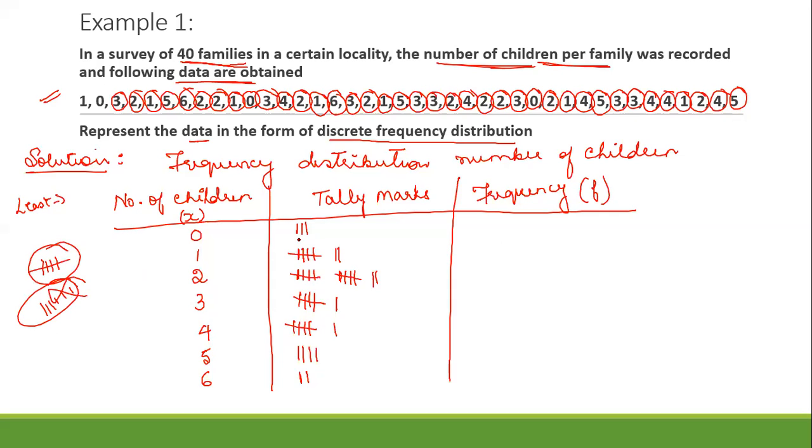Now what you have to do, you have to find the frequency of each variable. See how much frequency each variable has. Second is wrong. This one, okay, so here 0. How many tally marks are there? 1, 2, 3. So write under frequency 3.